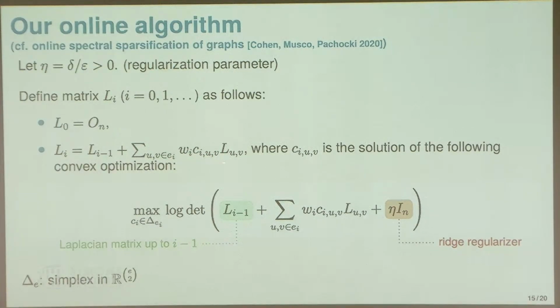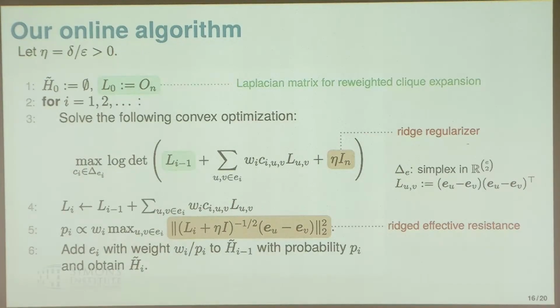How do you assign weights? We compute this optimization problem. We fix the Laplacian you have, and the variables here are basically the CEUB; you compute those weights and then add the clique expansion using those weights. This is a kind of regularizer, which we need to make the proof go through. So this is the whole algorithm.